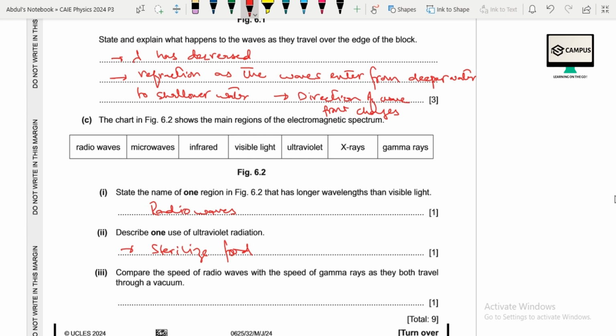Now, moving on to part 3, compare the speed of radio waves with the speed of gamma rays as they both travel through a vacuum. All right. So radio waves and gamma rays both are electromagnetic waves, and electromagnetic waves exhibit the same speed as long as they are moving in the same medium. So its speed would be the same because both are EM waves and moving in the same medium.